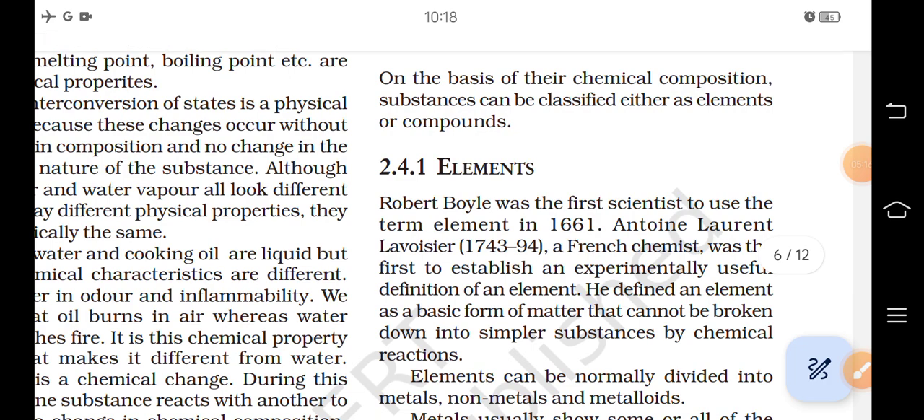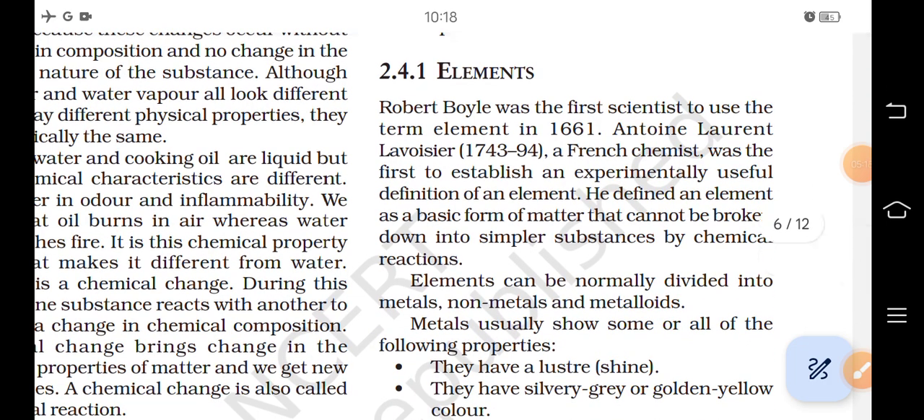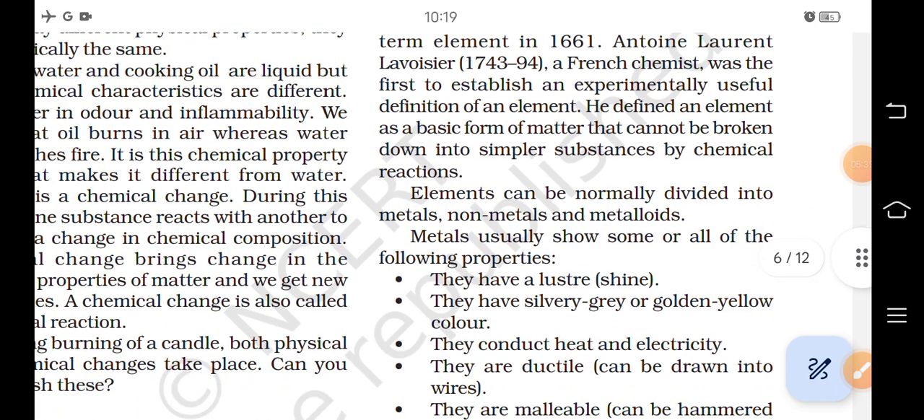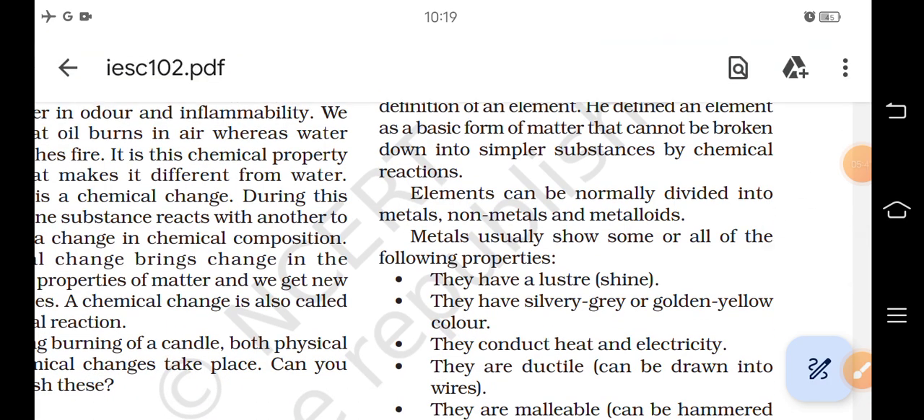Elements. Robert Boyle was the first scientist to use the term element in 1661. Antoine Laurent Lavoisier, 1743 to 1794, a French chemist, was the first to establish an experimentally useful definition of an element. He defined an element as a basic form of matter that cannot be broken down into simpler substances by chemical reactions.